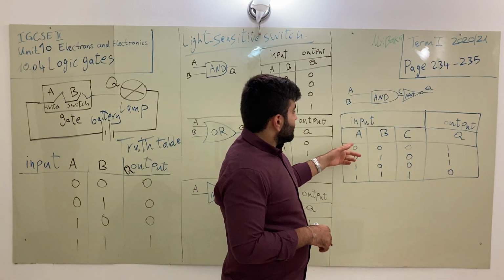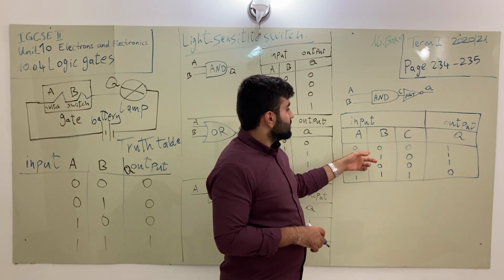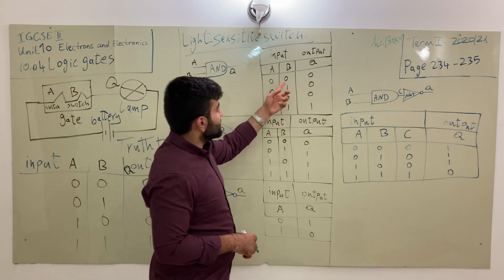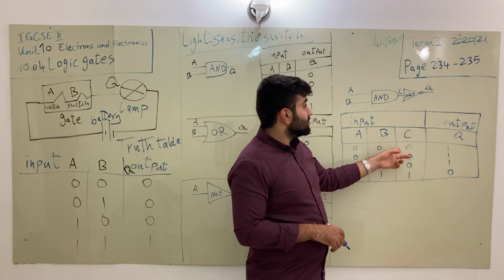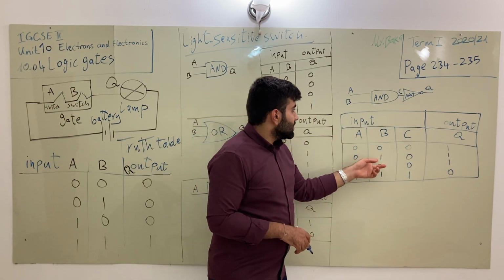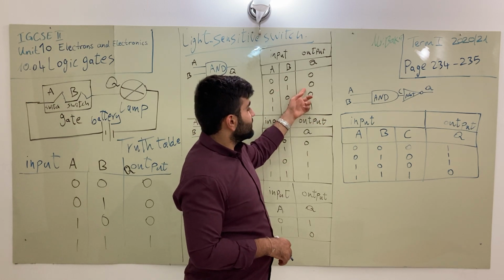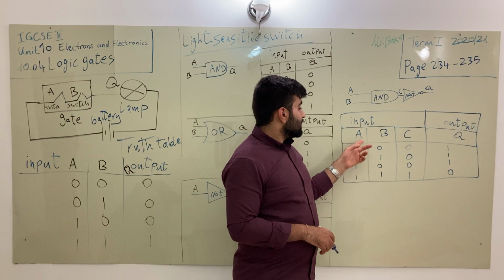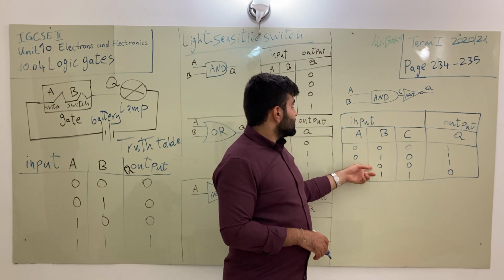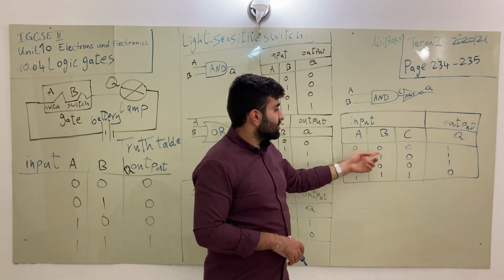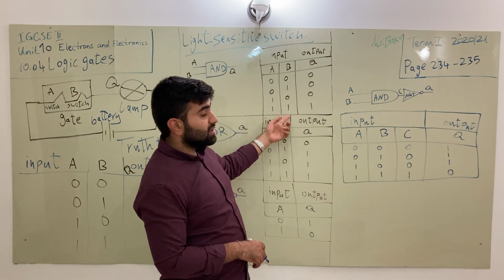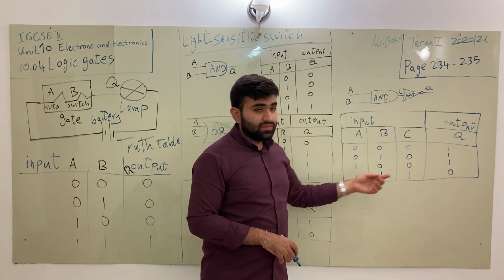Let's go to the truth table again. 0, 0: AND of 0 and 0 gives us 0. 0 and 1 in the AND gate will give us 0. Now 1 and 0 will give us also 0. 1 and 1, the AND gate will give us 1.